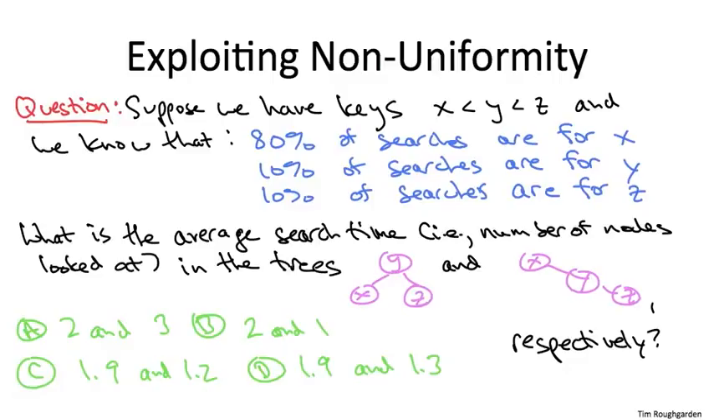And when I say the search time for a node, I just mean how many nodes do you look at en route to discovering what you're looking for, including that last node itself. So the search time for something that's at the root, for example, would be a search time of just 1, because you only look at the root to find it.